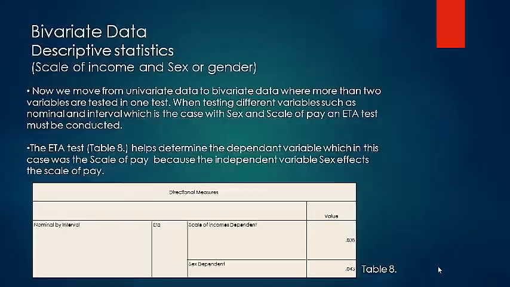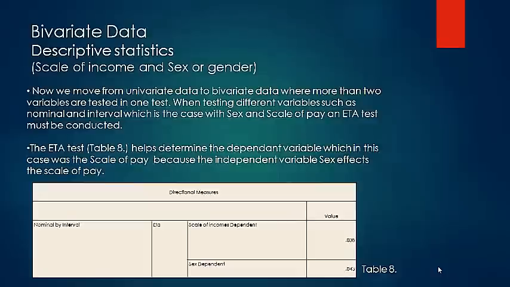Now, bivariate data. The bivariate data consists of both sex or gender and the scale of pay variables. The same test will be used in order to establish a nominal and interval variable test result. A descriptive analysis test consists of an eta test, which determines the dependent variable, or variable that is modified as a result of the other variable. In this case, the dependent variable was scale of pay, with the independent variable sex affecting the scale of pay.